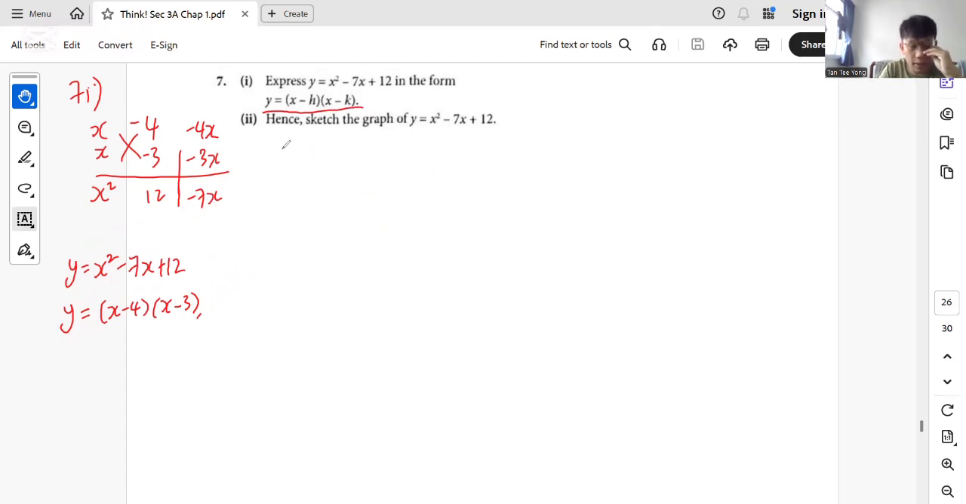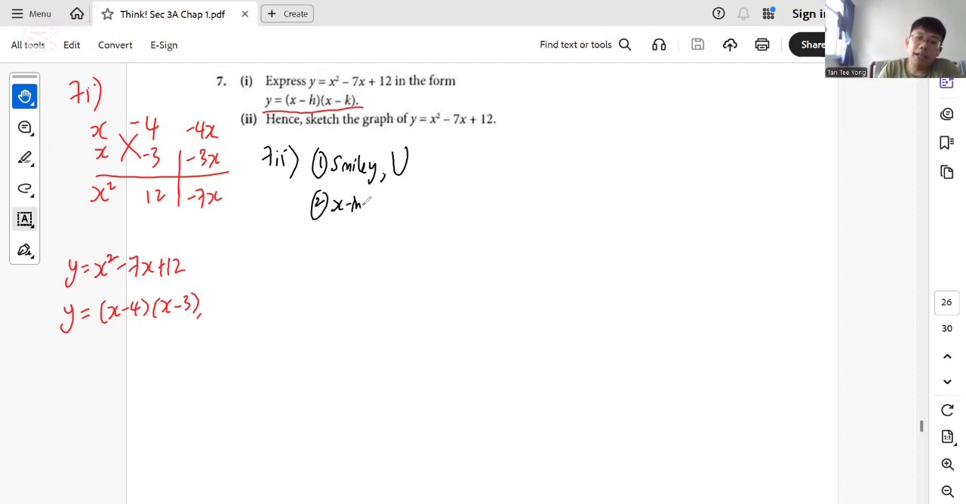Question 7 part 2, in black. Hence sketch the graph. Remember, first thing first, smiley or sad. This is a smiley face, because the coefficient of x squared is positive.